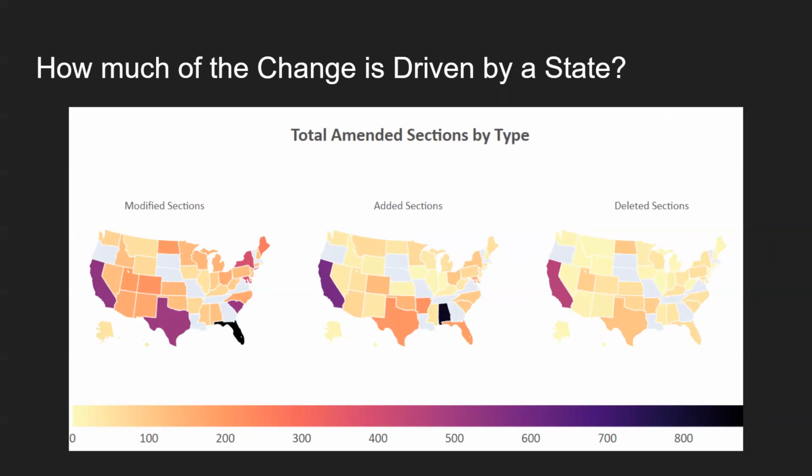So for this reason, I decided to map the number of modified, added, and deleted sections by state on these maps. And as you can see, it is true that some of these trends might be driven by a few states. In this case, for instance, California has a very unusual number of deleted sections. Alabama has a very high number of added sections. However, it is clear that modification is the most commonly used way to change the constitutions across the states, and that deletions are much less common when we look at it at the state level.